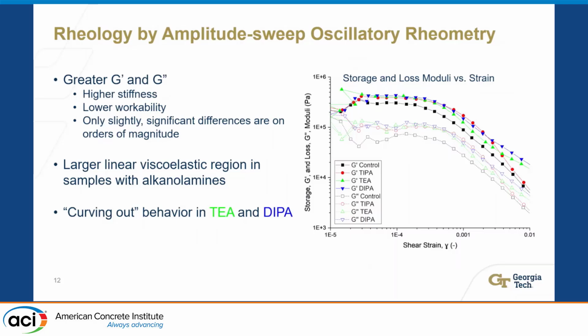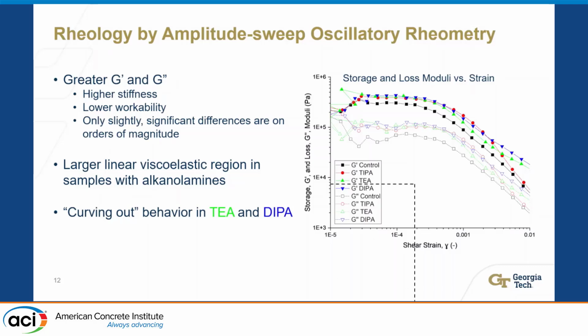In the samples with alkanolamines, we find that we have greater G prime and G double prime, the storage and loss moduli, which is equivalent to a higher stiffness or a lower workability. However, it's not that significant, as significant differences are on orders of magnitude, and these are on the same order of magnitude. We also see a larger linear viscoelastic region in the samples with alkanolamines.